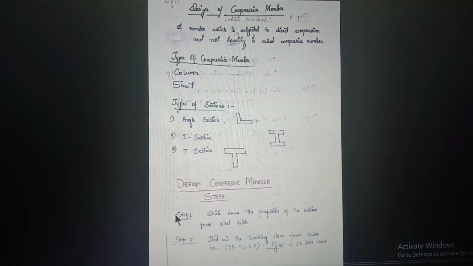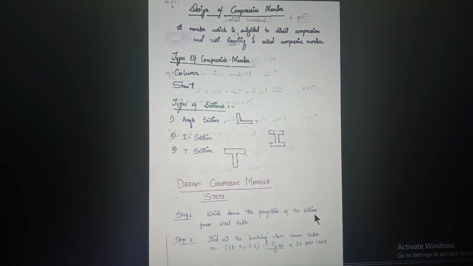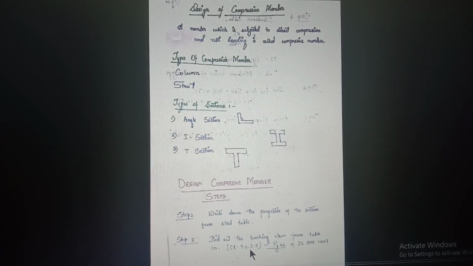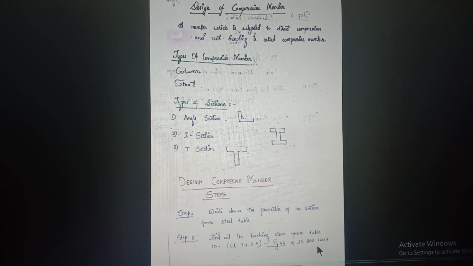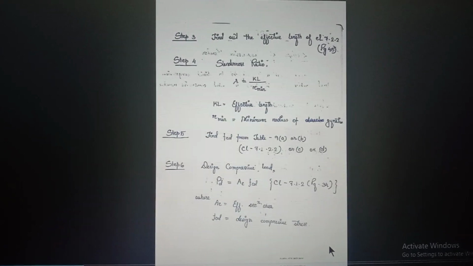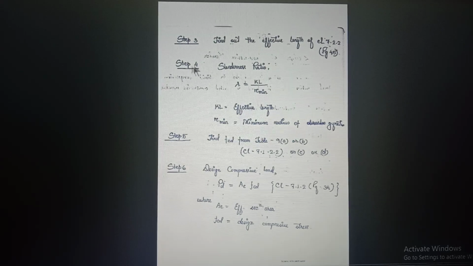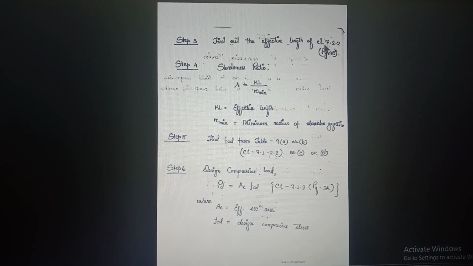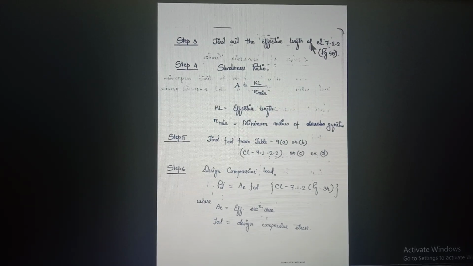In the first step, we write down the properties of the section from steel table. Then in the second step, we'll find out the buckling class from table 10. The clause is 7.1.2.2 of IS 800-2007. In the third step, we'll find out the effective length from clause 7.2.2. The effective length is represented by KL.